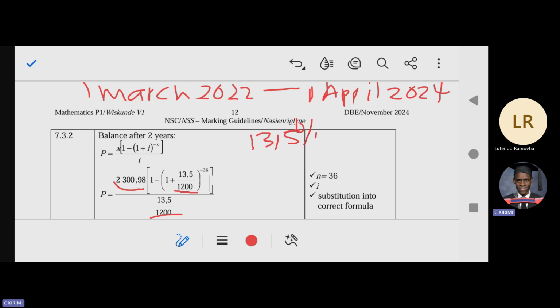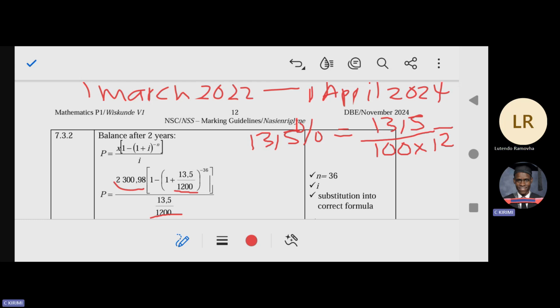How do you convert to a decimal? You divide by 100. After that, since it's being compounded monthly, I'm going to divide again by 12, which means multiplying by 12 on the denominator. That's where the 1,200 is coming from. Okay. Is that correct? Yes.